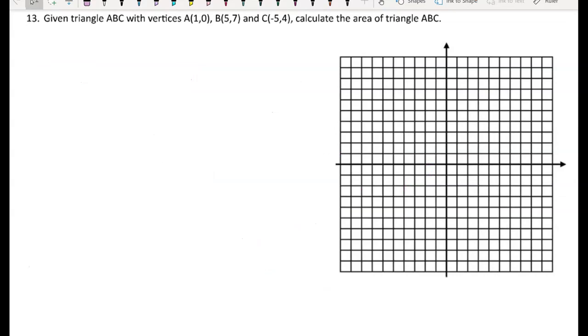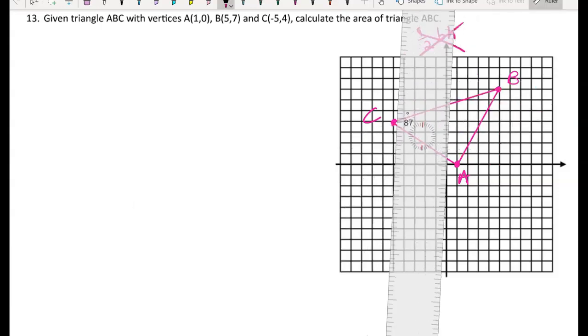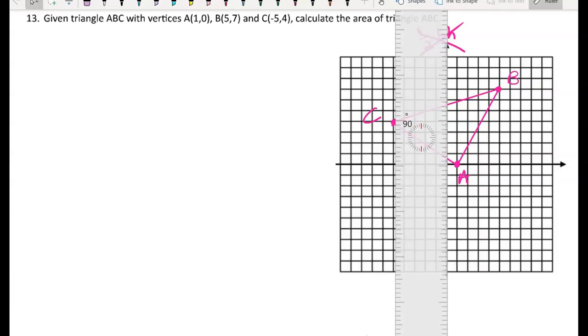13. Given a triangle with vertices 1, 0, 5, 7, and negative 5, 4, calculate the area of ABC. Well, the first thing I'm going to do is plot this triangle. So I took a sec to plot that triangle, and notice I connected all of my sides with a straight edge. Now, normally for the area, we would just do 1/2 the base times the height, but since this figure is slanted, that's kind of hard to do. So the strategy here is to box the figure in so we can find the shaded area and subtract away.